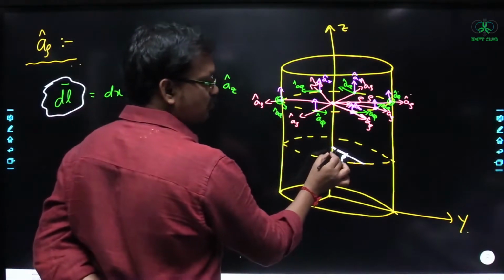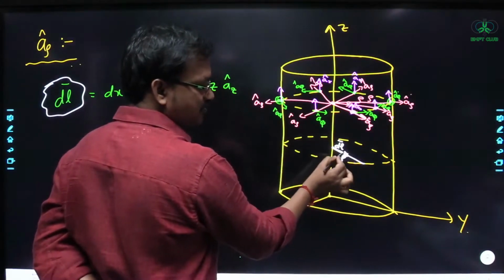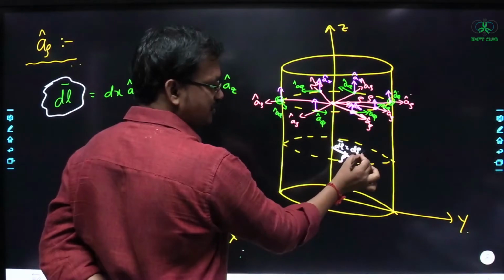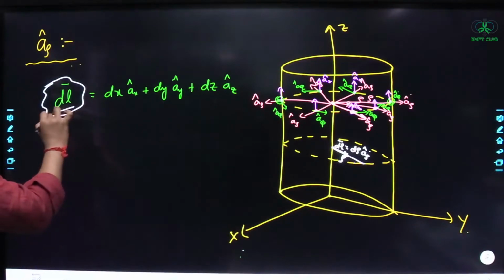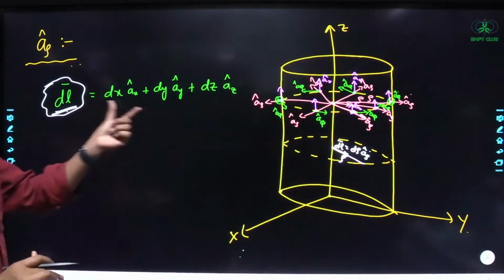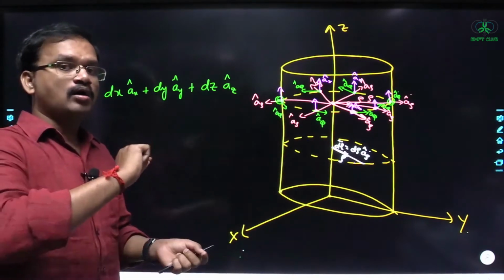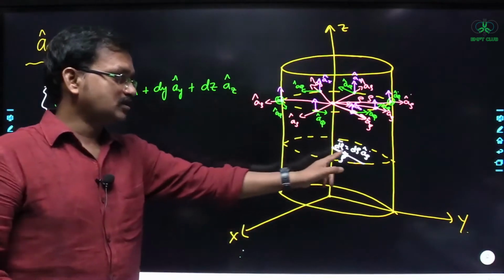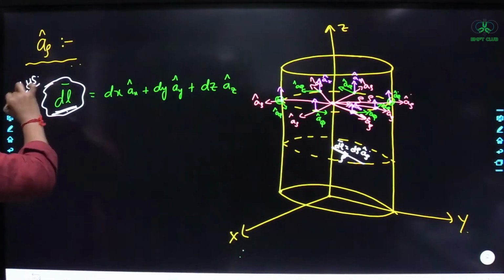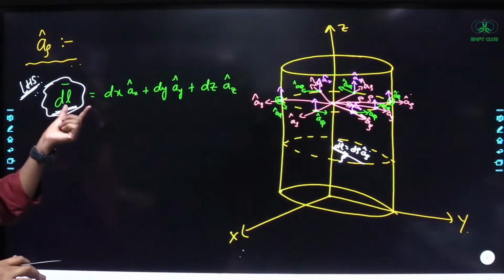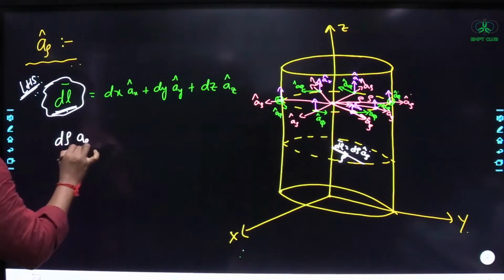So I am considering a small differential length along rho, and I can represent it as d rho a_rho cap. Which means I am representing dl bar by varying only rho. As I move along rho, the differential length I get is nothing but d rho a_rho cap. So on the LHS, I have determined the differential length dl bar by varying only rho, which is d rho a_rho cap.